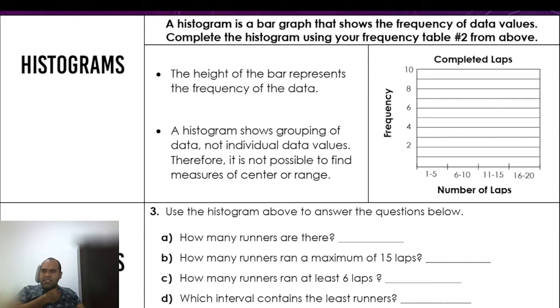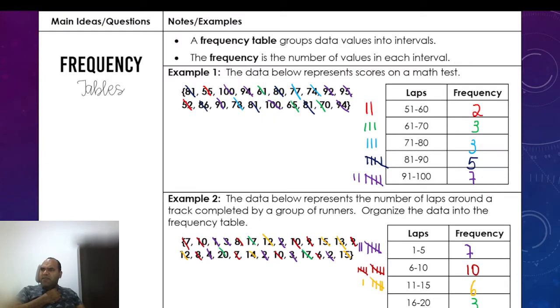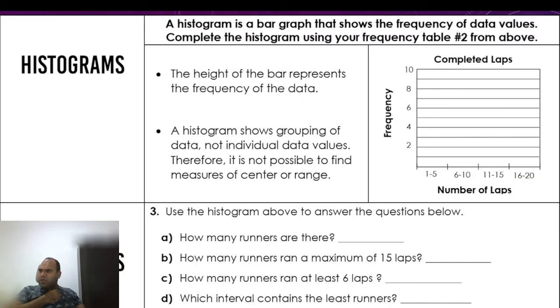Okay, let's remember 1 to 5. 1 to 5 here was 7 and the color purple. Let's do it. 1 to 5 goes to number 7. Where's 7 here, mister? 1, 2, 3, 4, 5, 6, 7. Here. I go to here.